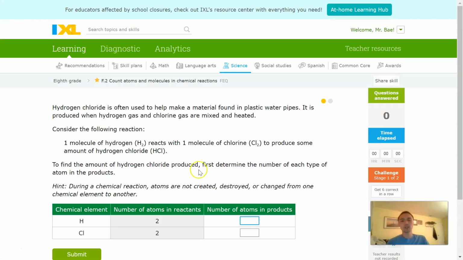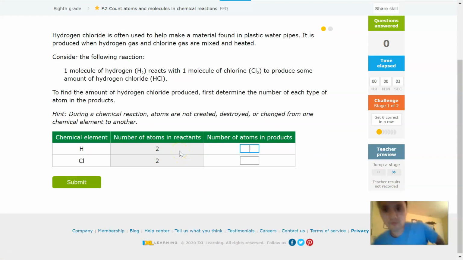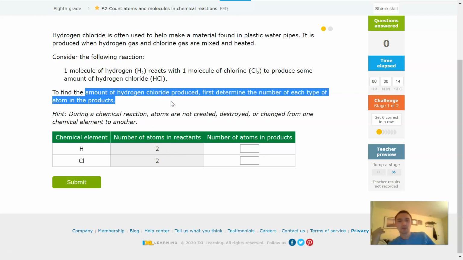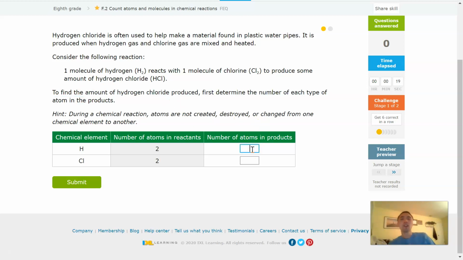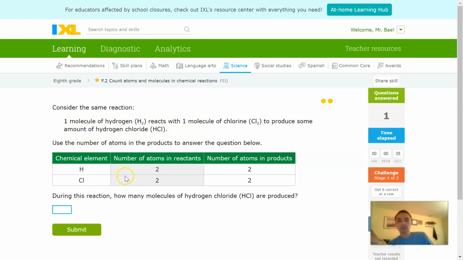First one, guys, you don't actually need to read the entire information there. Just go straight to the question like I said before. It's asking you to find the amount of hydrogen chloride produced, first determine the number of each type of atom in the products. As we mentioned, law of conservation of matter, the amount of stuff you start with is equal to the amount of stuff you end with. So if you have 2 H's, you should end up with 2 H's in the products. If you have 2 Cl's, you should have 2 Cl's in the products. So 2, 2.